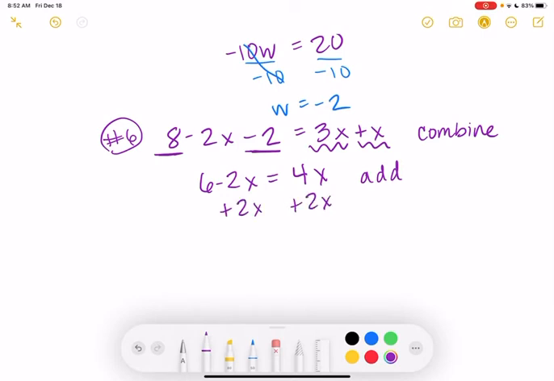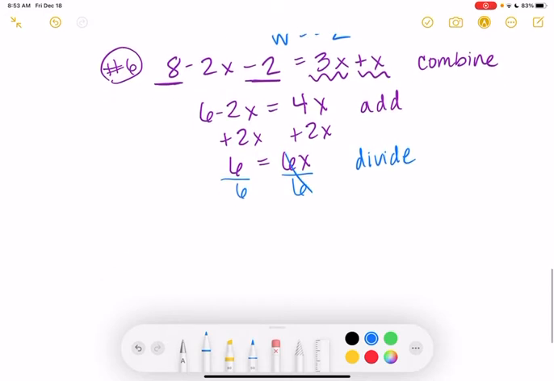So I'm going to add 2x to both sides. So now over here I'm just left with 6 equals 4x and 2x. I get 6x. And I want to get that x by itself. So I will want to divide both sides by 6. And I get 1 equals x.